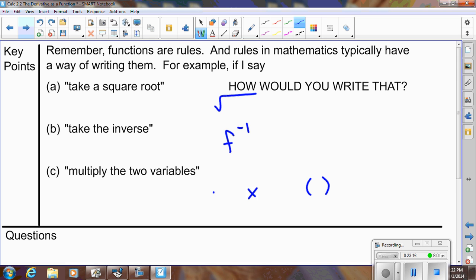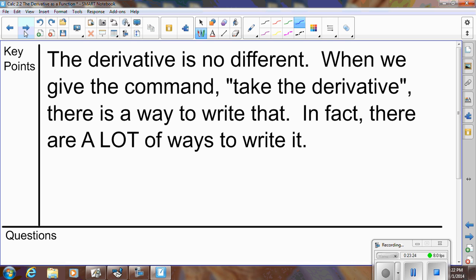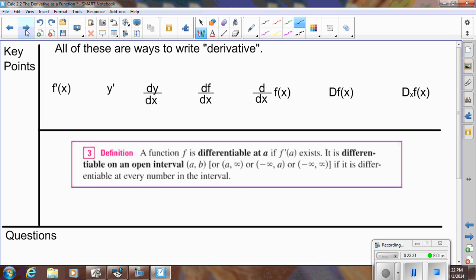Derivatives are the same type of thing. There are symbols that mean take a derivative. And unfortunately, there are a lot of them. There are a lot of ways to write take a derivative. Every one of these things means derivative. The most common one we've been using so far is f prime of x. Well, we've also described y equals f of x.